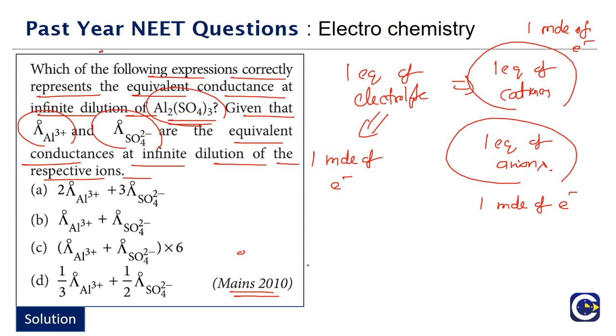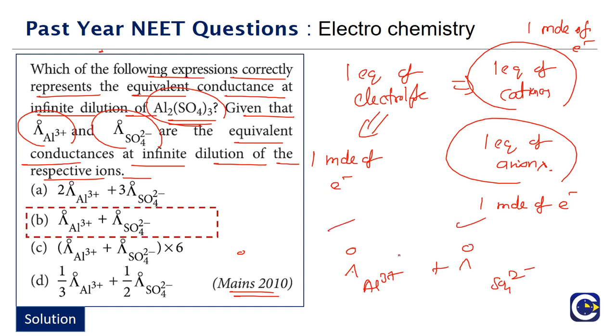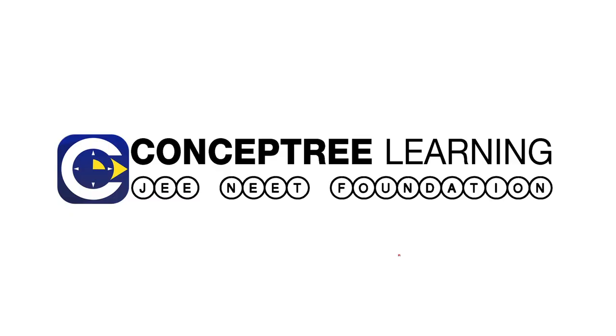So if you look at the equivalent conductivity of any electrolyte at infinite dilution, that will be what? That will be simply nothing but, in this case, the equivalent conductivity of Al3+, because we will get exactly one equivalent of cations, plus the equivalent conductivity of the sulfate ions, because we will also get exactly one equivalent of the anions. So what is the correct answer for this? Option B. Whenever we take one equivalent of an electrolyte, we are going to get one equivalent of the cations and one equivalent of the anions. Clear? So this is about the part 3 video, and we will see in the next part.